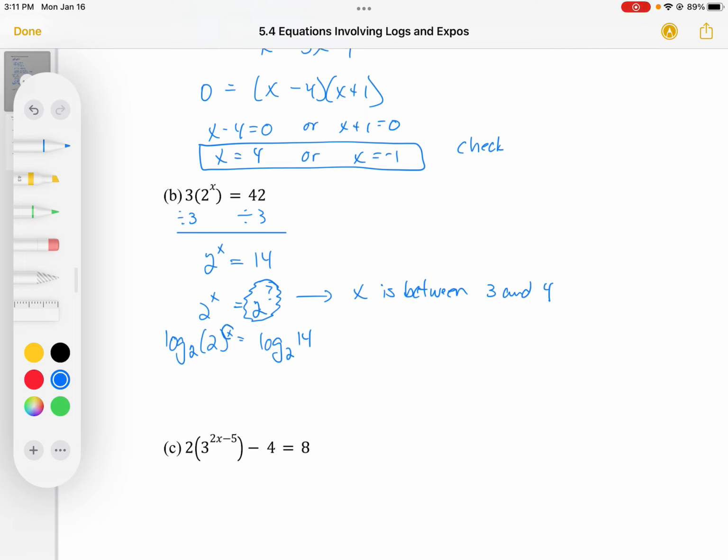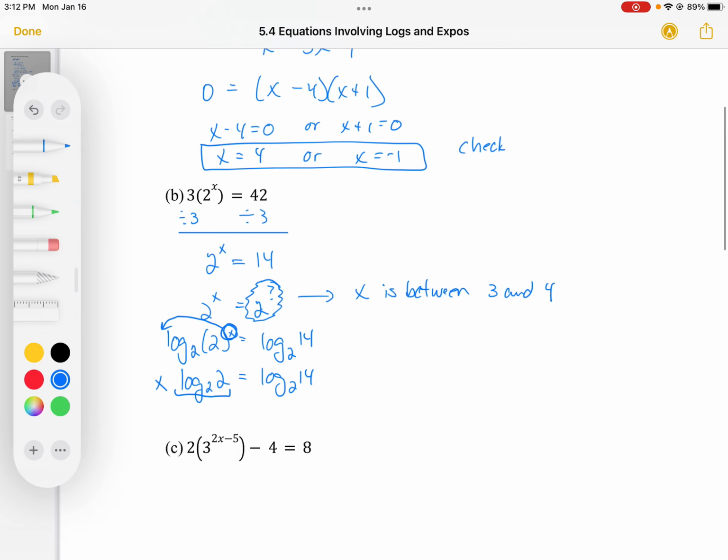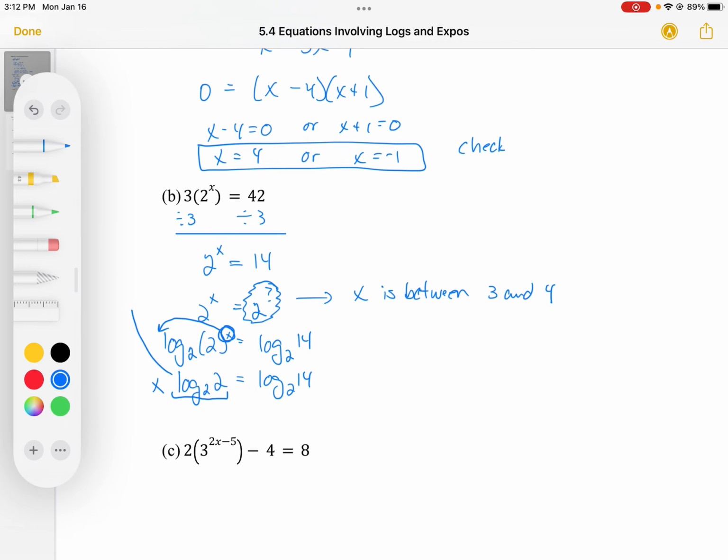So now my x is a power. I can use my properties of logarithms, my power property, to take this x down front. So I have x log base 2 of 2 equals log base 2 of 14. Now, log base 2 of 2, well, let's see if I'll write this up here, okay?